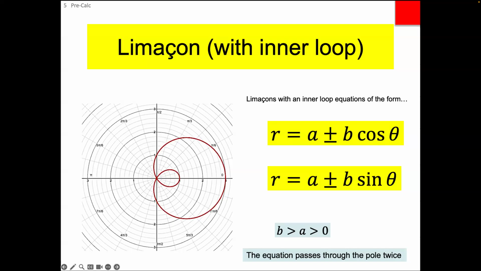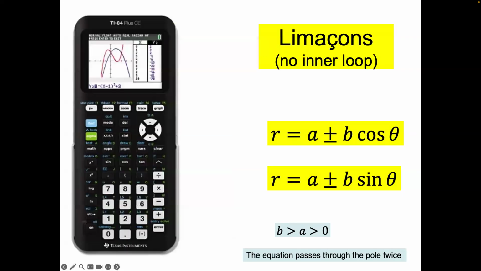All right, everybody has it written down? All right, grab your calculators, you know the drill. Give me a limaçon with an inner loop.